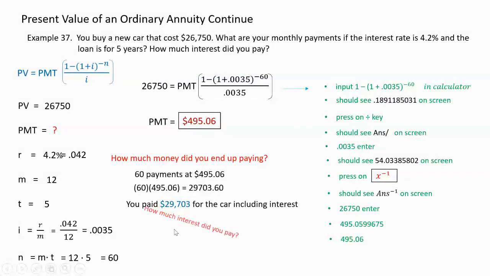rest was interest. So how much interest did you pay? You paid $2,953.60, so almost $3,000 in interest. That's how much you end up paying for the car.